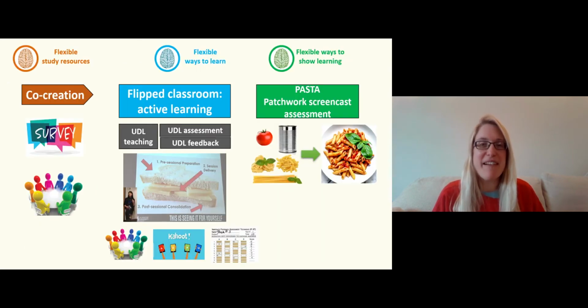The reason this course was very UDL is it fed into providing flexible study resources which were co-created by the participants themselves. There were flexible and multiple ways by which the participants could engage. Prior to the session, I made a discussion board on Blackboard, for instance.